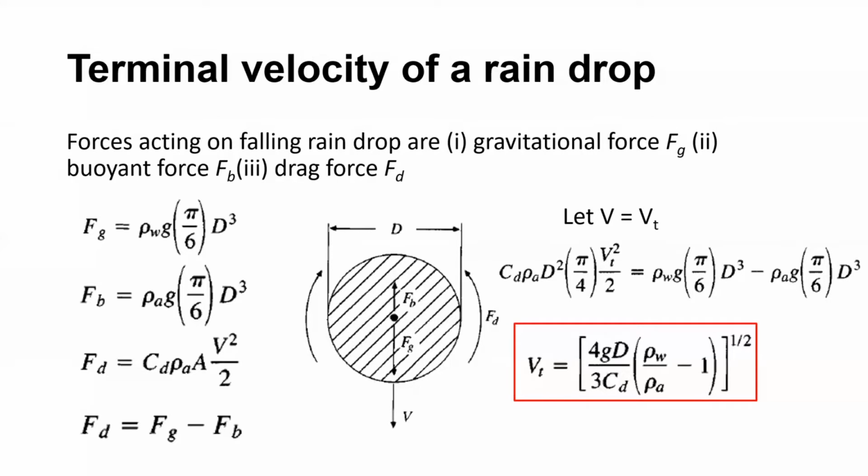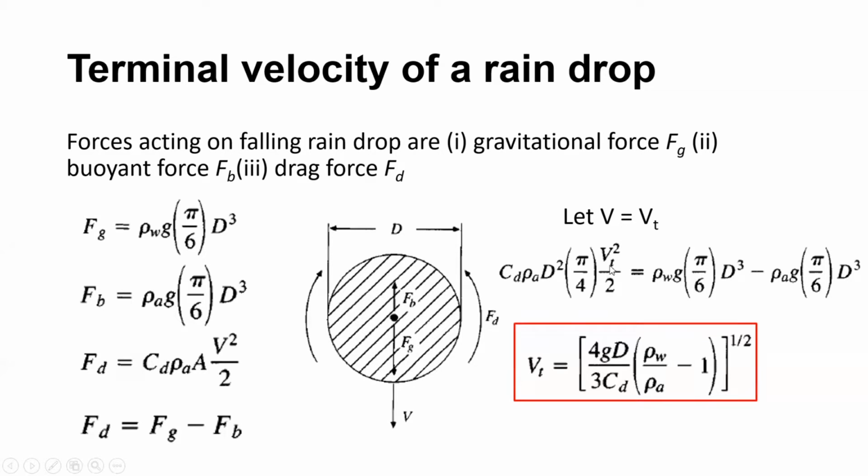When the raindrop starts falling, the velocity is zero, or very small, and as it accelerates the velocity slowly increases. During those times the drag force is small, so the gravitational force is more dominant, and the raindrop accelerates. But as its velocity increases, the drag force increases, and at a certain point in time all three forces will be in equilibrium. So the drag force plus the buoyant force is equal to the gravity. That is given by this equation.